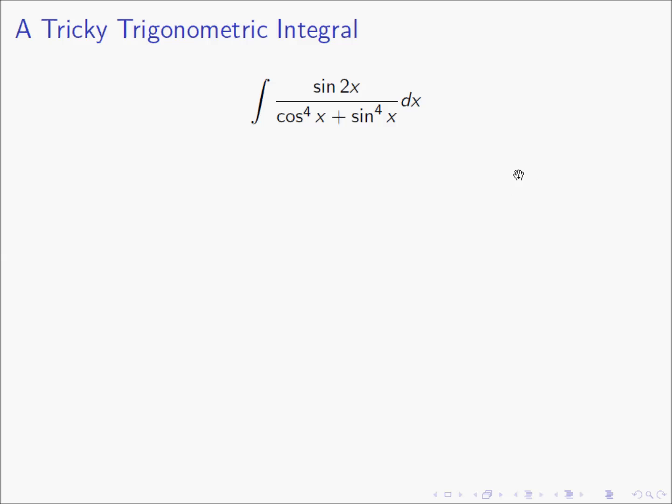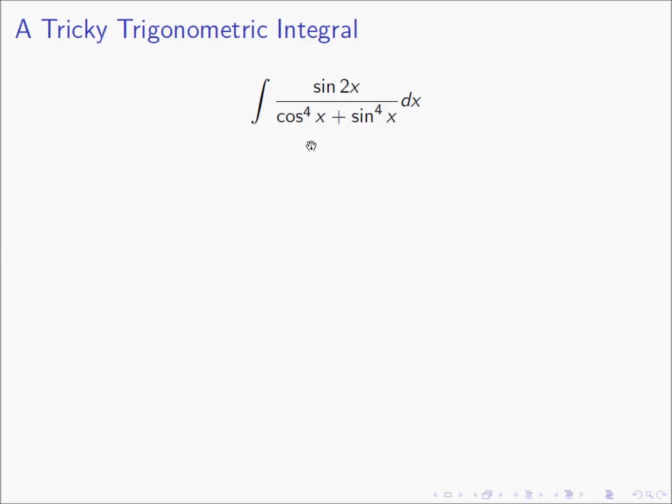In this fourth video we're going to consider the last case of trigonometric integrals, which are just tricky integrals that do not fit into any of the other cases. This is an example: the integral of sine of 2x over cosine to the fourth power of x plus sine to the fourth power of x dx. The only guideline for this type of integral is just use any true identity you know, and hope you can simplify the integral.